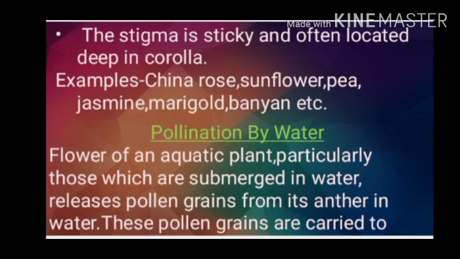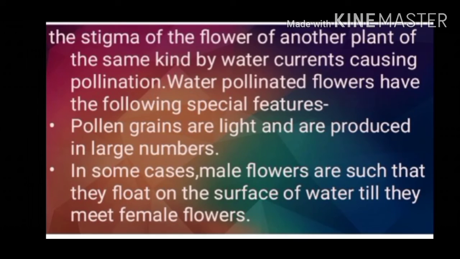Next is the pollination by water. Flower of an aquatic plant, particularly those which are submerged in water, releases pollen grains from its anther in water. These pollen grains are carried to the stigma of the flower of another plant of the same kind by water currents, causing pollination. Water pollinated flowers have the following special features in them. Pollen grains are light and are produced in large numbers. In some cases, male flowers are such that they float on the surface of water till they meet female flowers.